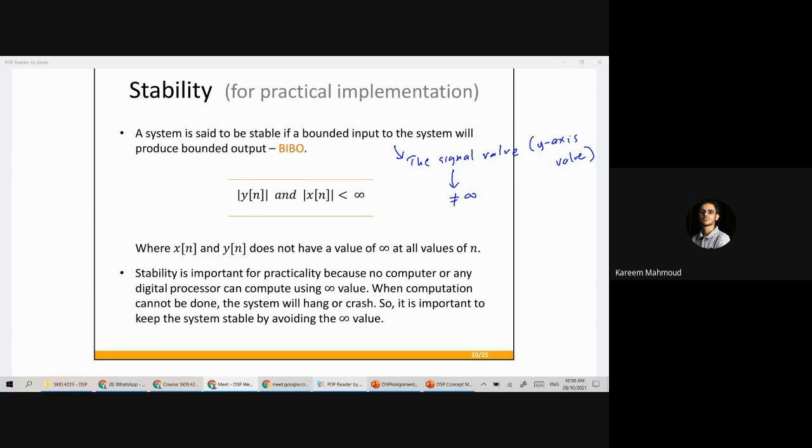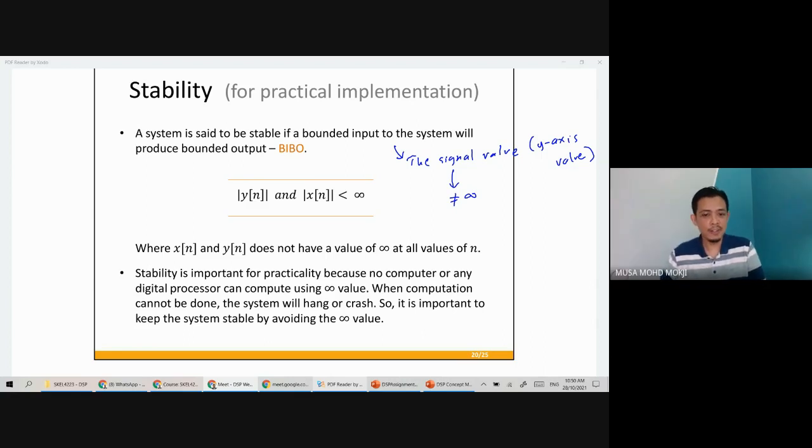So that's why every system might have a different infinity value. Because infinity is just a concept, it's not a value. It's one value which is too high to be handled by that system. Let's say you have a washing machine. You have a motor, and the motor will spin at a certain speed.